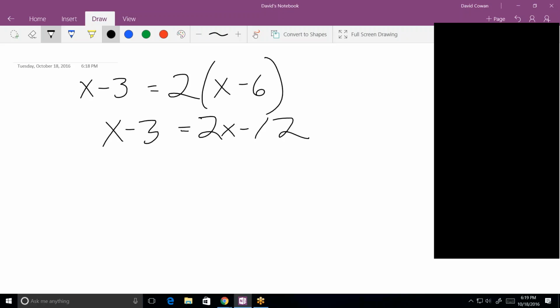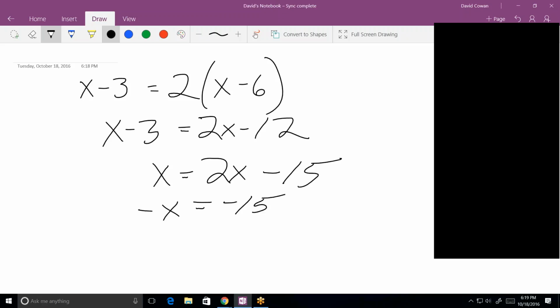And then I subtracted 3 from both sides. Okay, which gives you x equals 2x minus 15. Got to get x all by itself on one side. So if we bring the 2x to the left by subtracting 2x from both sides, we'll have minus x equals minus 15. Divide both sides by minus 1, we get x equals 15.